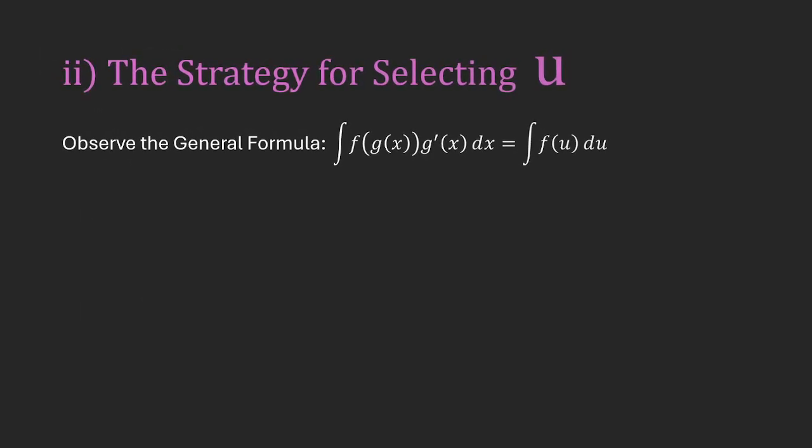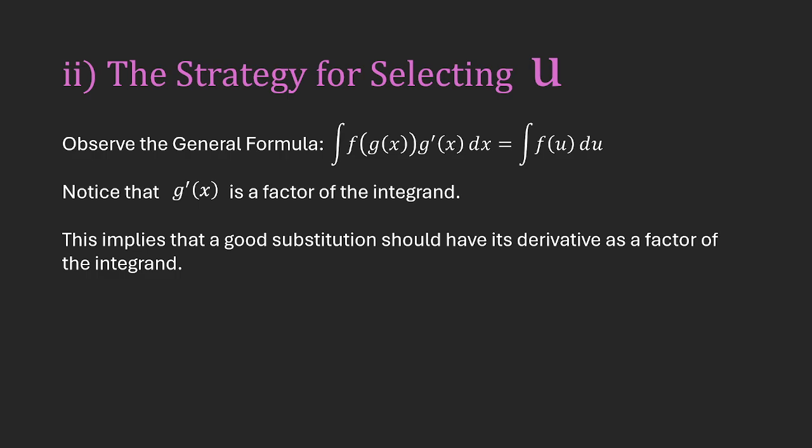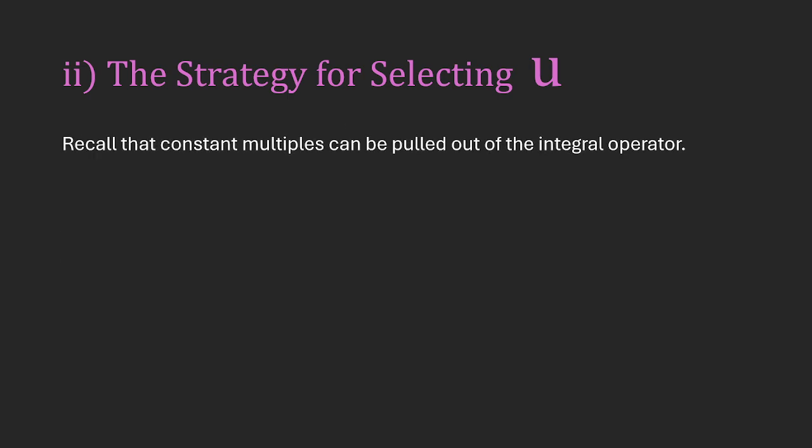Now, what does this mean? Well, this means that we can turn any function in this following form into a much simpler integral, f composed of u. So I want you to look at this formula here, and I want us to build a strategy for how to select u. And how we do that is, well, notice that g prime of x is a factor of the integrand. So that means that a good substitution should have its derivative be a factor of the integrand. And if you're not sure what I mean by that, don't worry about it. We'll get into some examples.